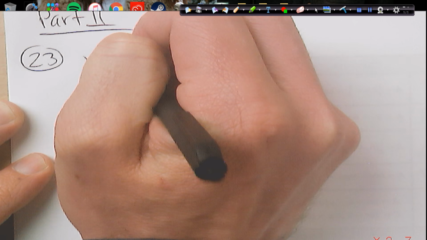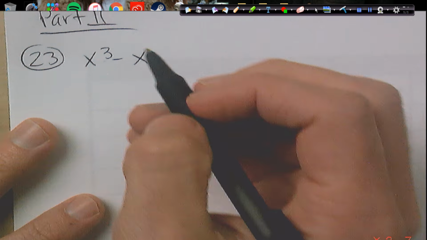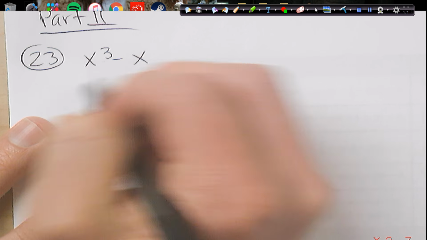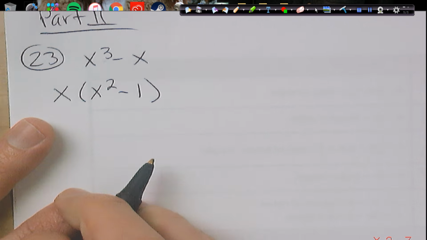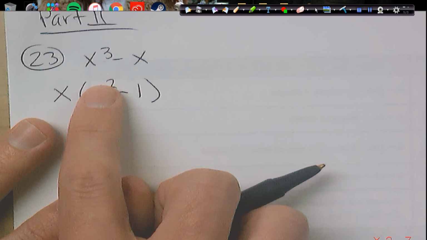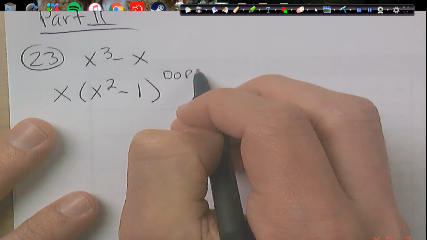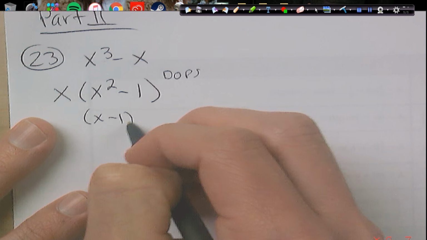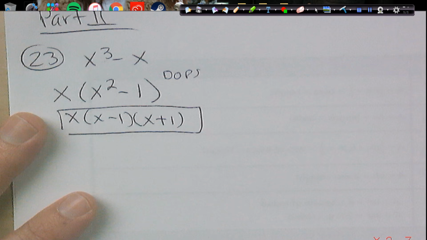Alright, here we go. 23. We got x to the third minus x. Your first rule is always to GCF. Take out the greatest common factor. Here we can take an x out. We get x squared minus 1. Okay? What we see here, x squared minus 1, that's actually also a difference of perfect squares. So that's DOPS. So this becomes x minus 1 and x plus 1. And there we are.